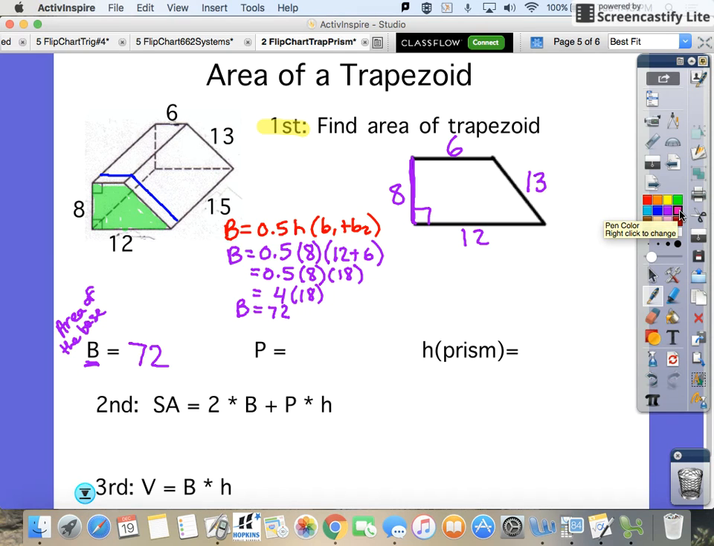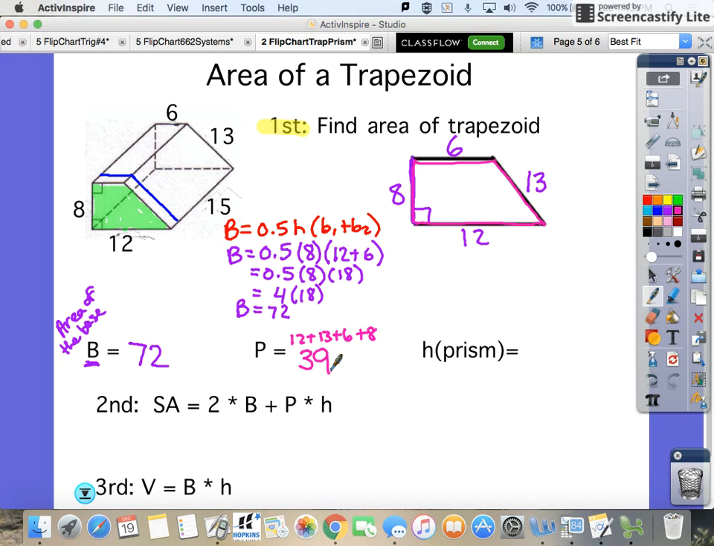Perimeter is the outsides added up. So 12 plus 13 plus 6 plus 8. 12 plus 13 is 25. Let's see, this 8 and 12 is 20, 29, 39. So our perimeter is 39 units.